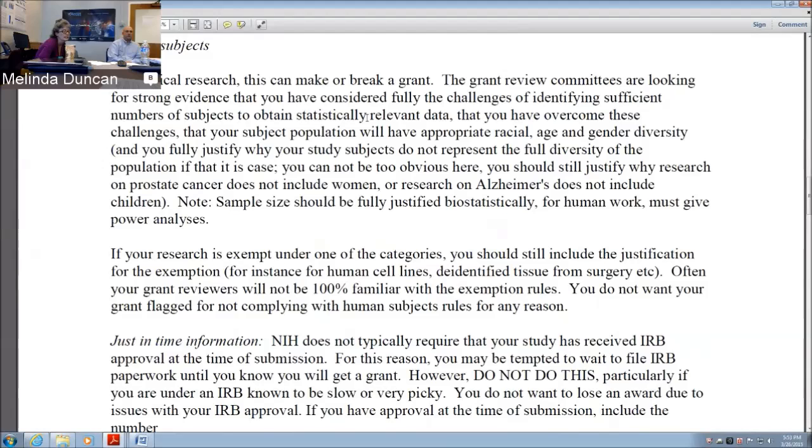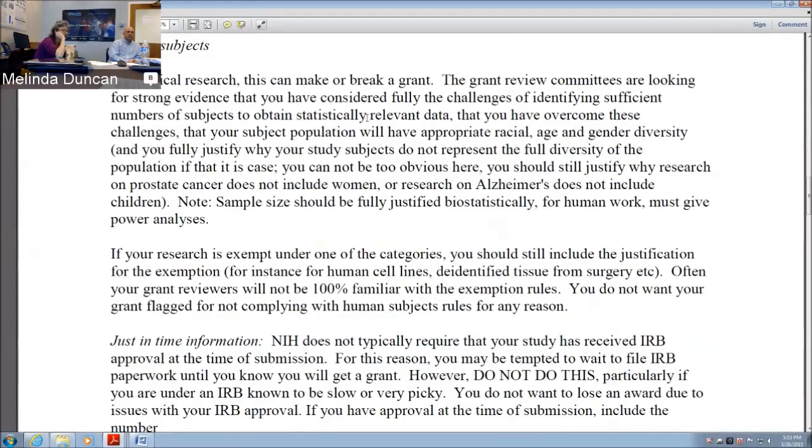The problem is that it can take longer for you to actually get your IRB approval or your IACUC approval than the window for the just-in-time information to be sent in. So if you haven't started the process to get your IRB protocol or your IACUC protocol, you might not be able to provide the approval just in time enough to actually get your award.